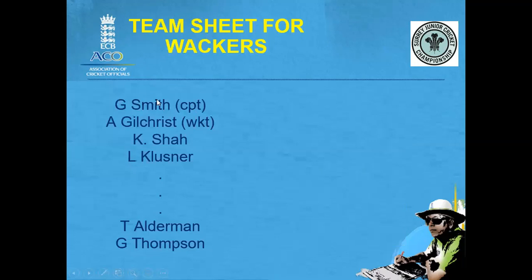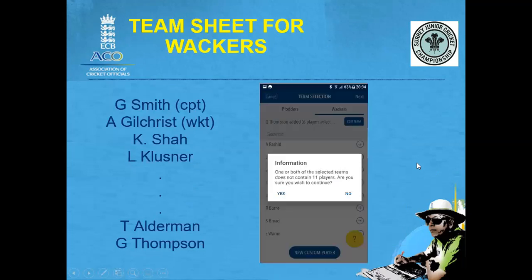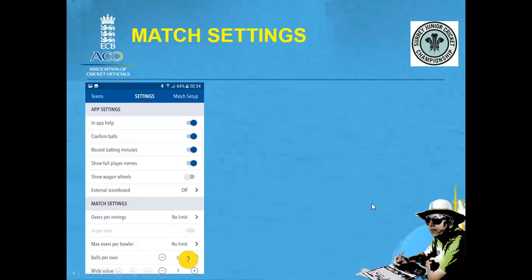Team for the Whackers: Smith, Gilchrist, Shah, Klusner, Alderman and Thompson. And again, please hit the pause button to give yourself time to enter that. When you've done that and you go on the next button, you may get this screen that says you've got less than 11 players. That's fine. That's what we're trying to do today. So just click yes.